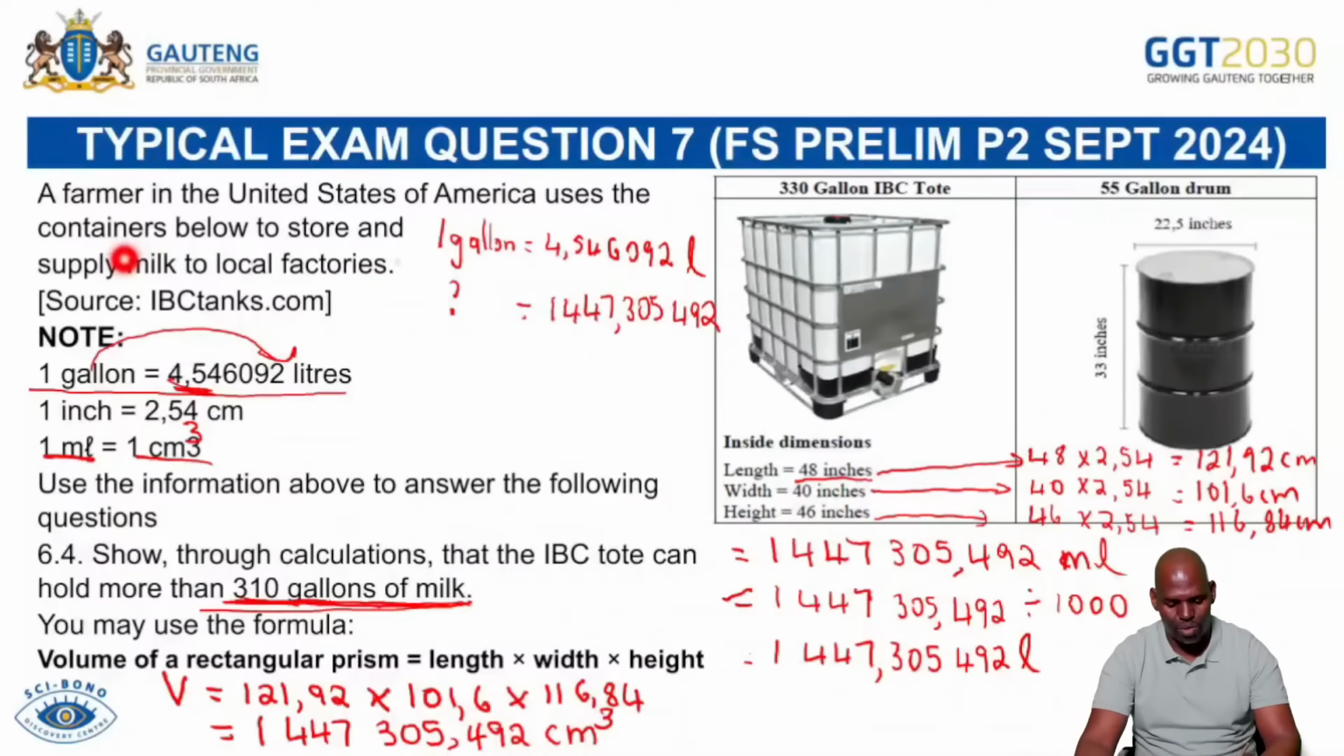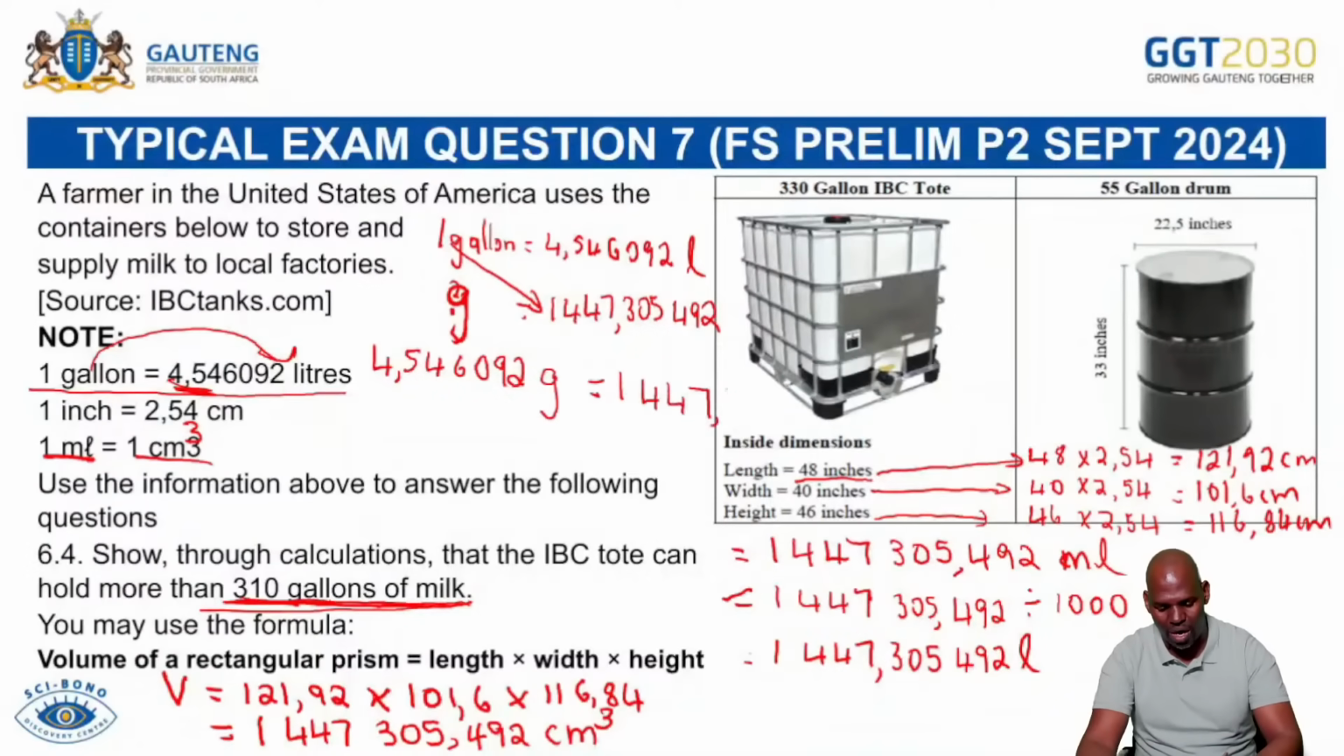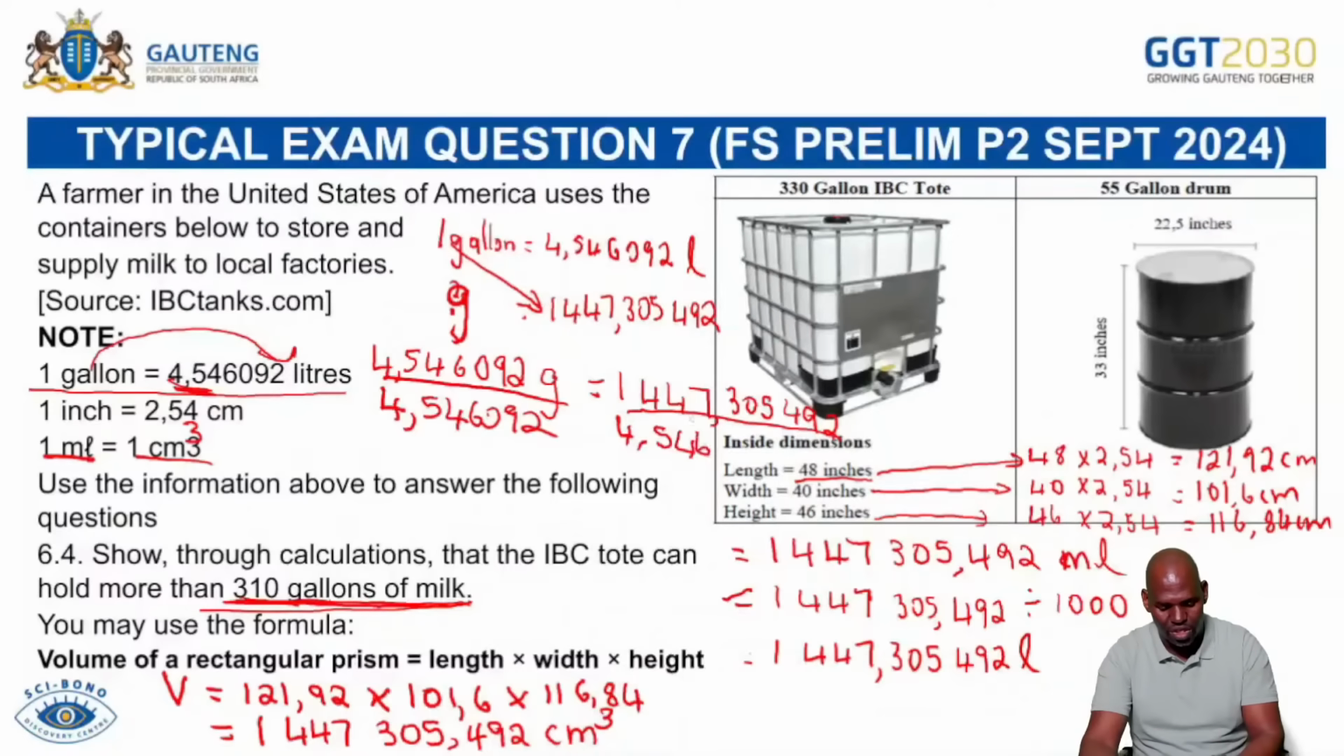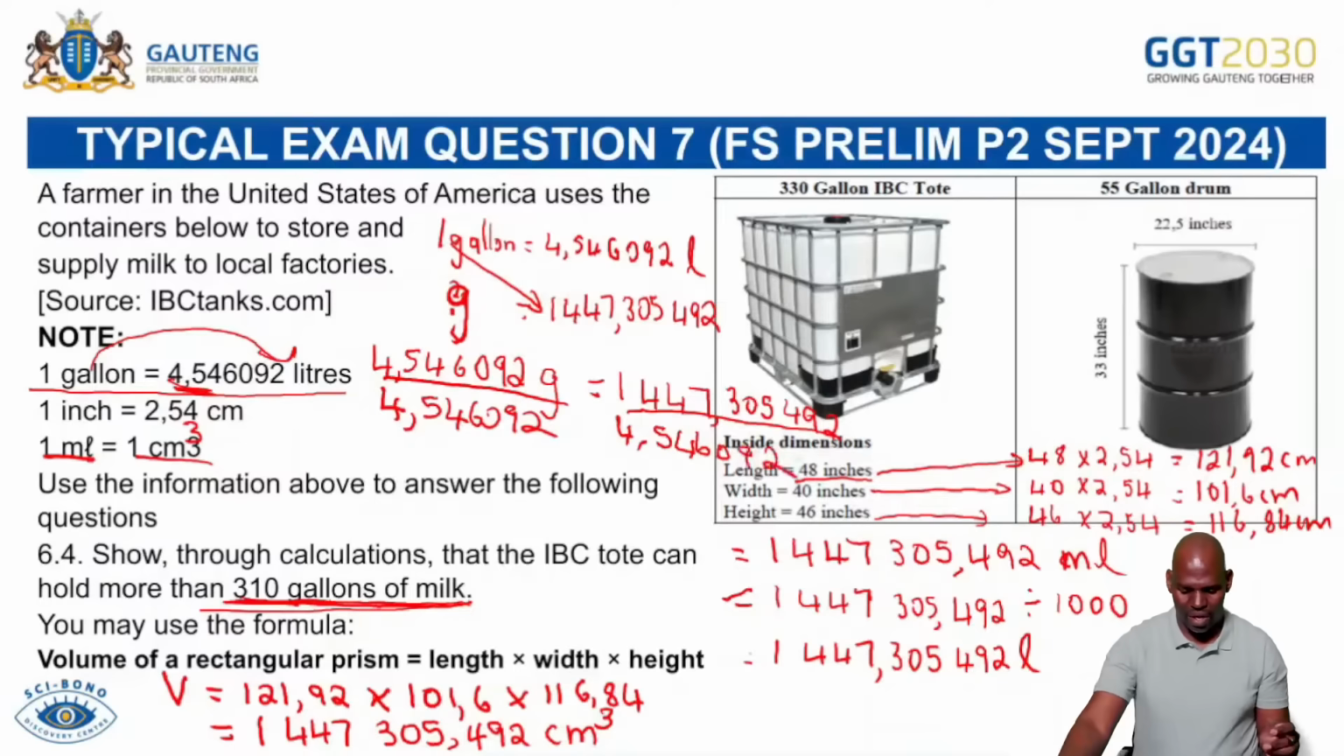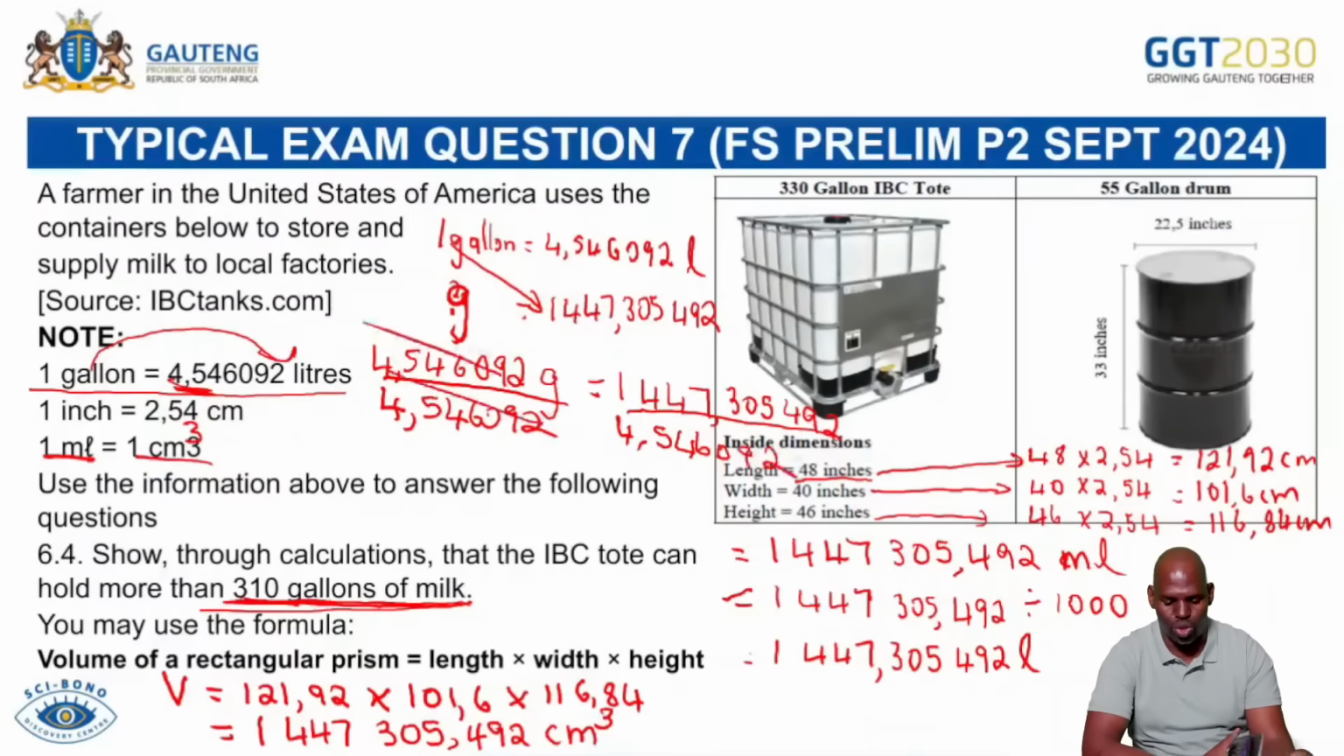Okay, in this case, then I'm looking for the conversion there. So I can use letter G for gallons, and then I cross multiply. If I cross multiply, it's G multiplied by 4.546092, and that equals 1,447,305.492. Never mind my spacing there, please. Then I'm looking for gallons, so I divide by 4.546092, and I also divide the other side by 4.546092. I hope you can see everything that I'm writing there. Then this one and that one will cancel out according to the cross multiplication method.